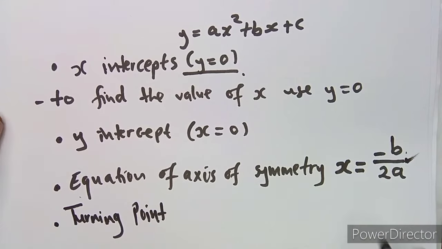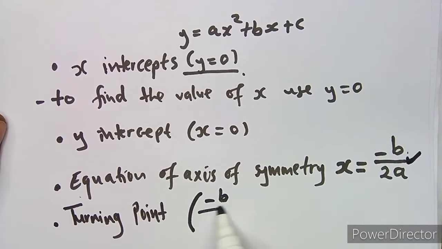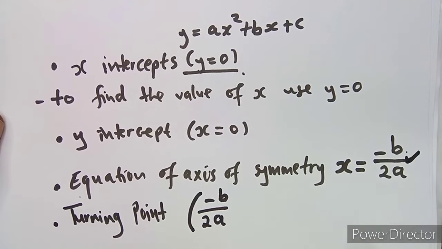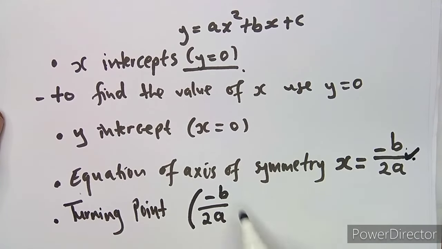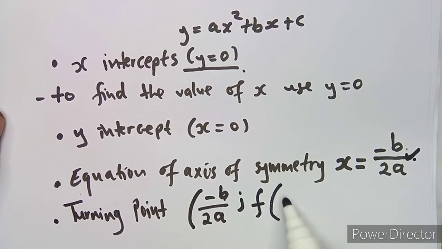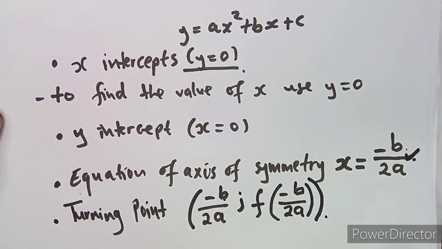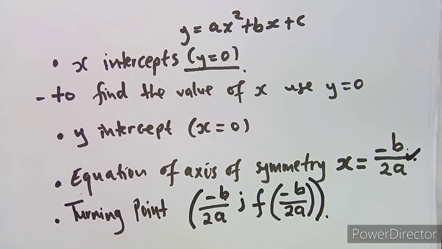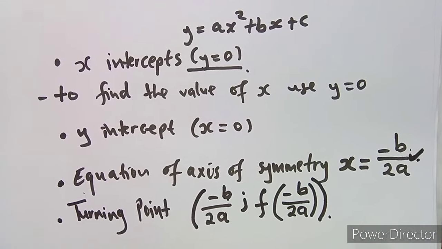So how do you determine the turning point? The value of x at the turning point is minus b over 2a, which is at the axis of symmetry. Then you determine the value of y. If x is minus b over 2a, your y is going to be f of minus b over 2a. In simpler terms, you substitute the value of x to obtain the value of y.